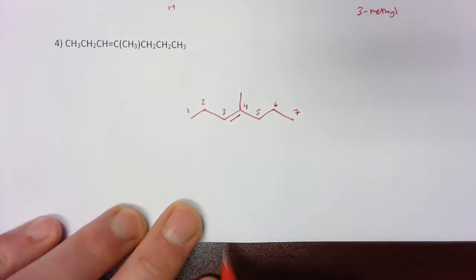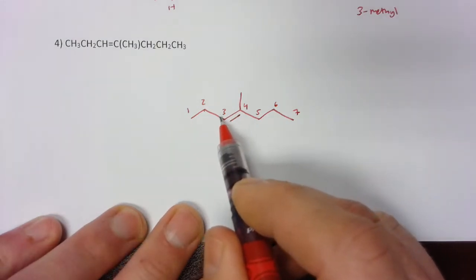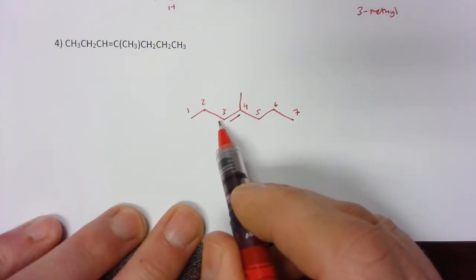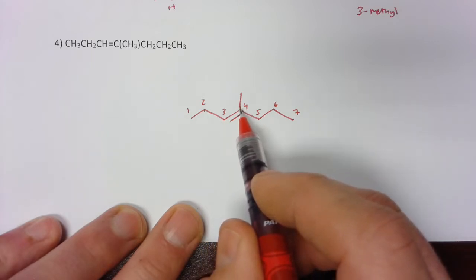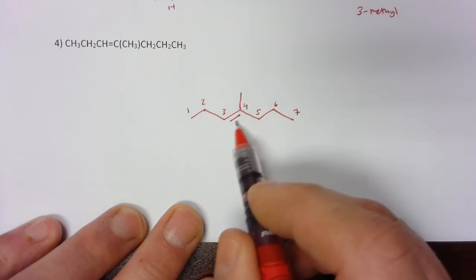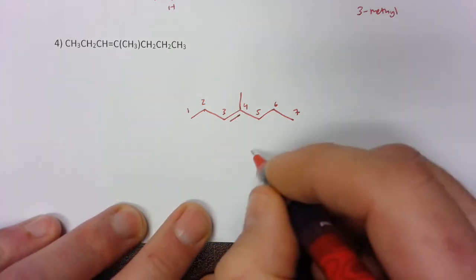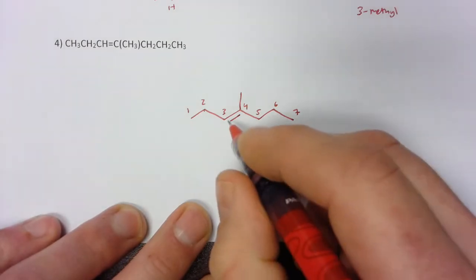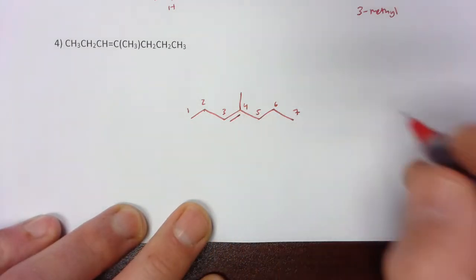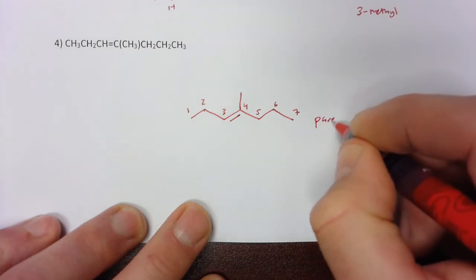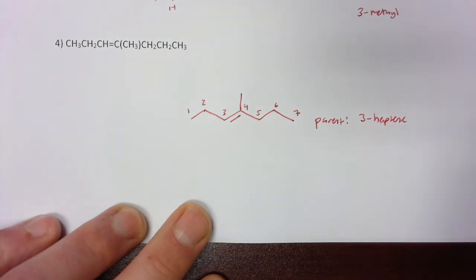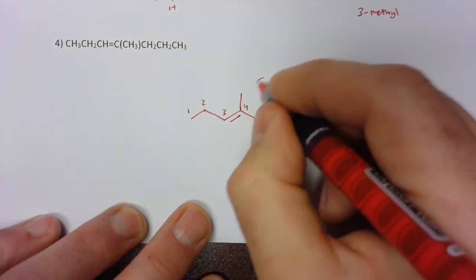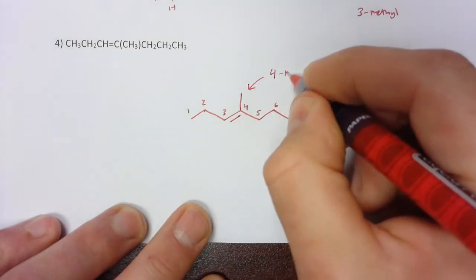Always remembering that the counting for alkenes is going to occur in order so that the alkene is lowest numbered, so it's 3-heptene rather than 4-heptene in this case. And then our substituent here is a 4-methyl group.